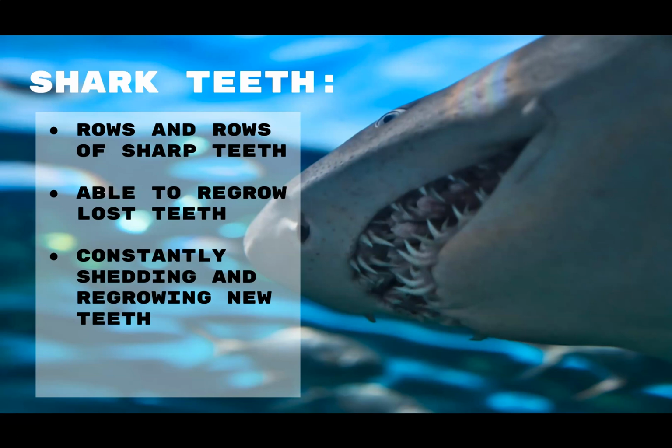So they, throughout their lifetime, can go through sometimes 35,000 teeth. Not all at once, but throughout their whole life, they might have that many teeth because they're losing them and regrowing them all the time. So this is a great adaptation for a hunter like the shark, who constantly needs to have sharp tools to be able to hunt its prey underwater.